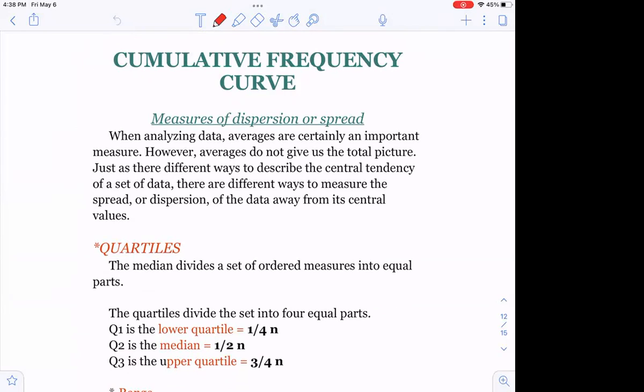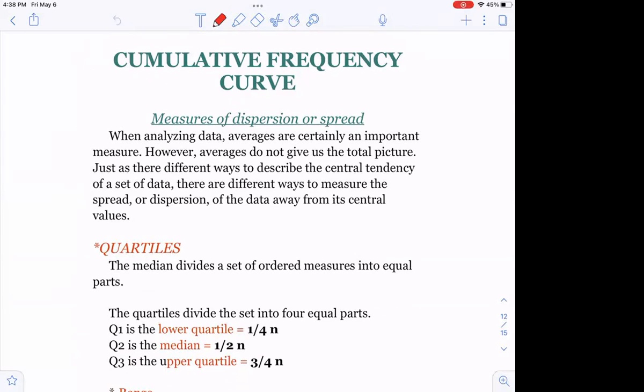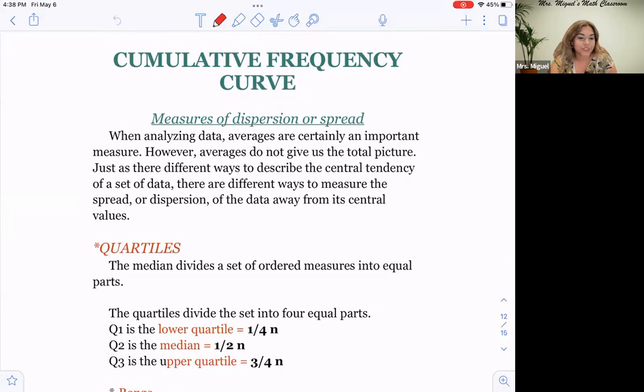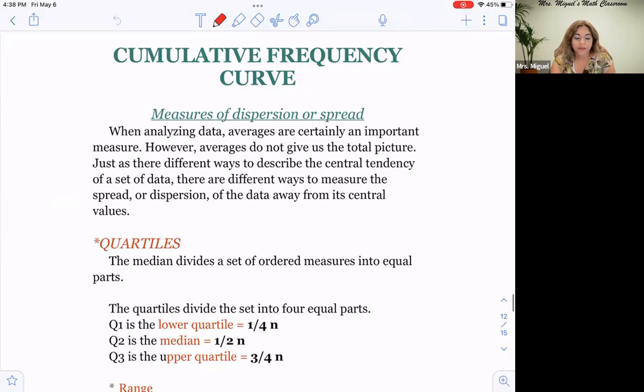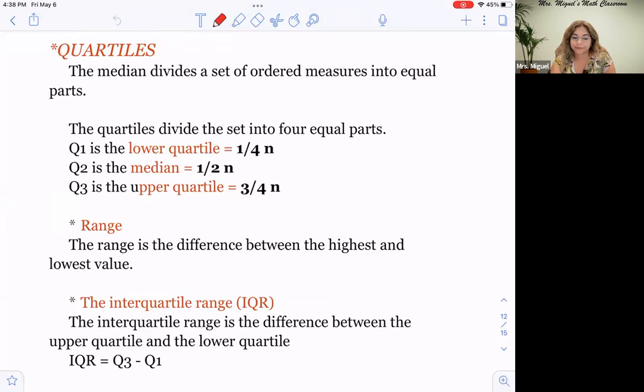Now, when we analyze data, averages are still an important measure. What do I mean by averages? I'm talking about the three statistical averages, the mean, mode, and median. However, the averages do not give us a total picture. Just as there are different ways to describe the central tendency of a set of data, there are different ways to measure the spread or dispersion of data from its central values. Now, what we are interested in and what CSEC is interested in is the quartiles.